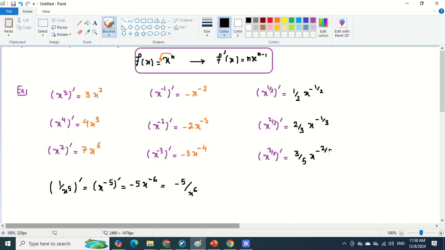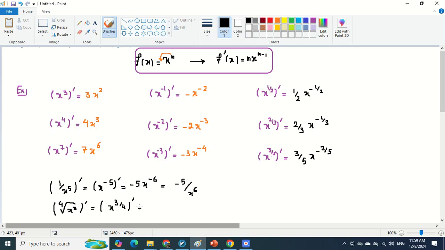In other words, this formula can help us to calculate the derivative of roots as well. For example, if I have the fourth root of x cubed and I want to calculate the derivative of that one, first of all, I change the root to a fractional exponent. That means I can rewrite it as x to the power of 3 over 4, because the root can be written like this. So right now I can calculate the derivative.